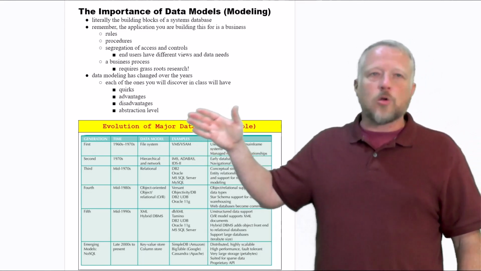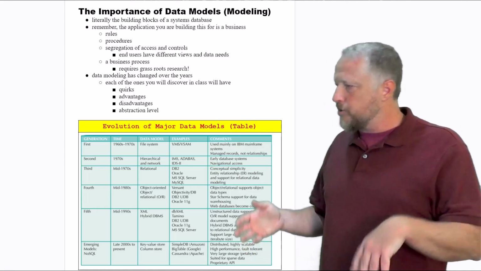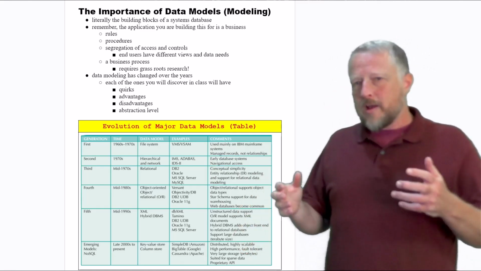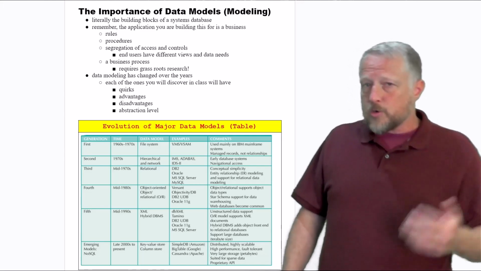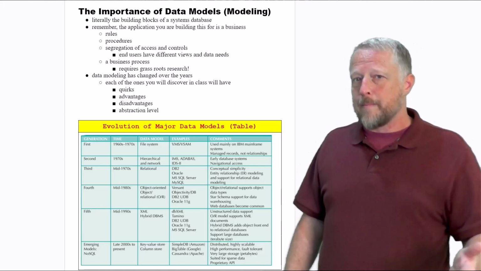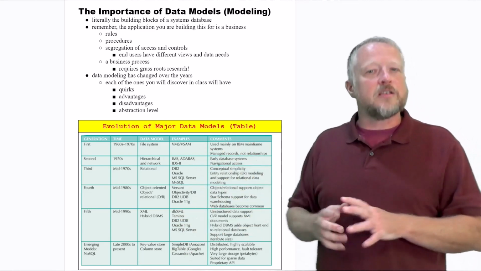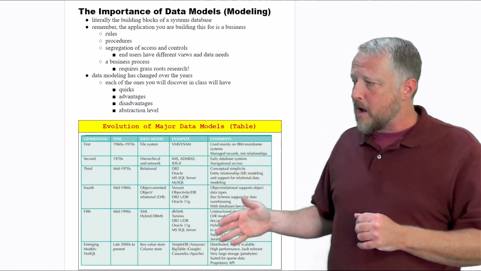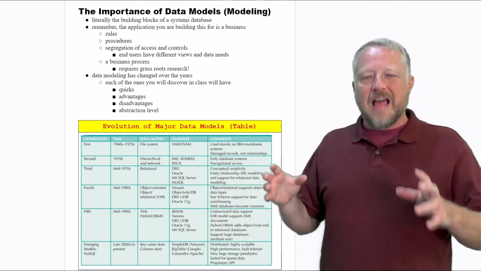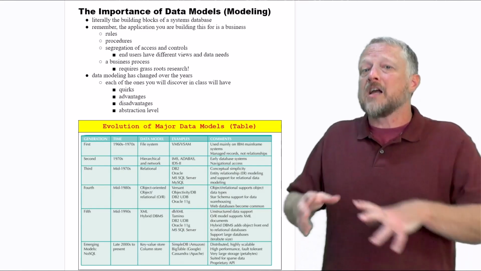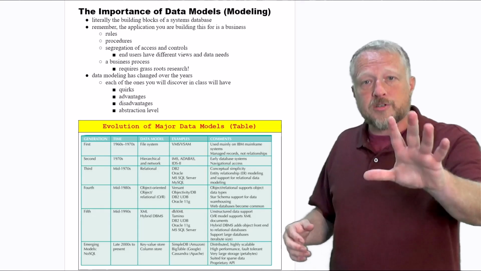All of these are going to have different quirks. They're going to have different advantages. They're also going to have abstraction levels, and that literally means the same abstraction levels as we talk about in OOP programming. So all of these are going to have their things about it. We're going to talk about most of the models, but think of this as our foundation of how we start building a conceptual model of a database for a business process.